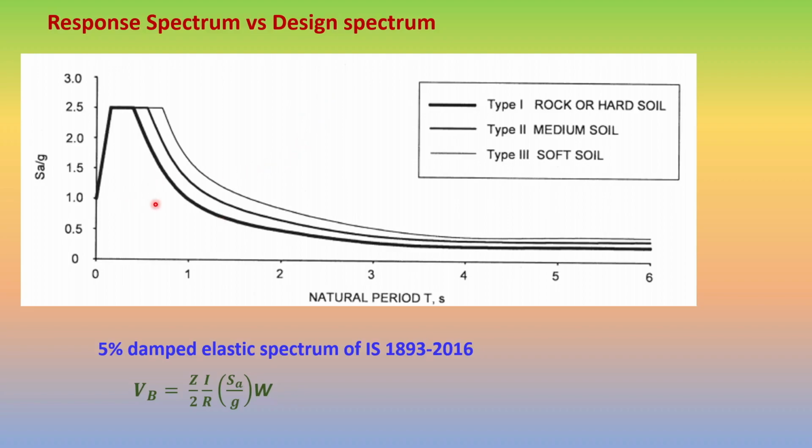Then you have to smoothen it, because that curve may not be smooth. So you can take the average and then smoothen it, then it becomes the design spectrum. And in the Indian condition, for 3 types of soil, 3 design spectra lines are given.